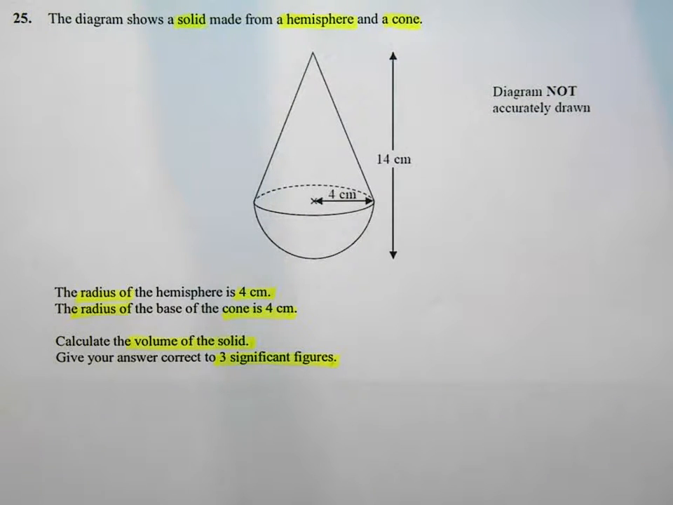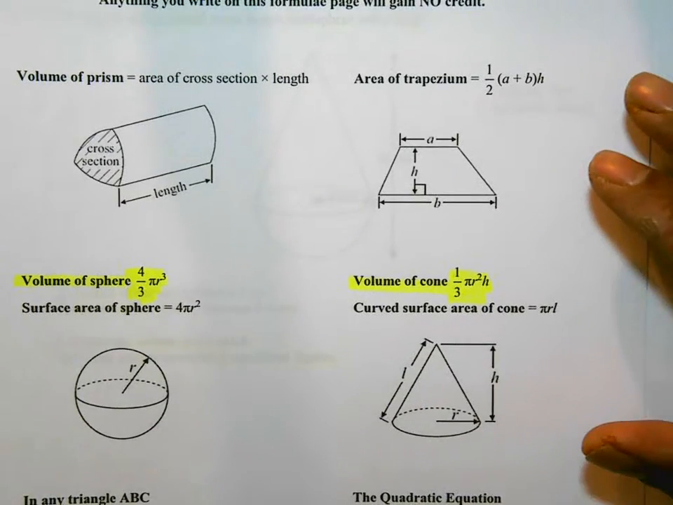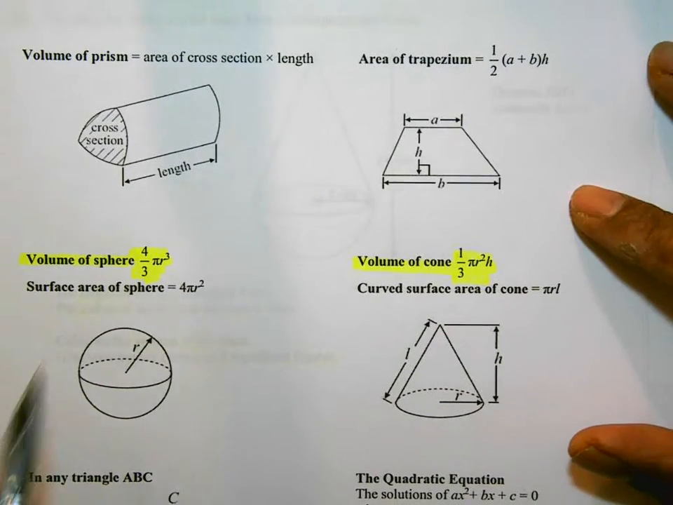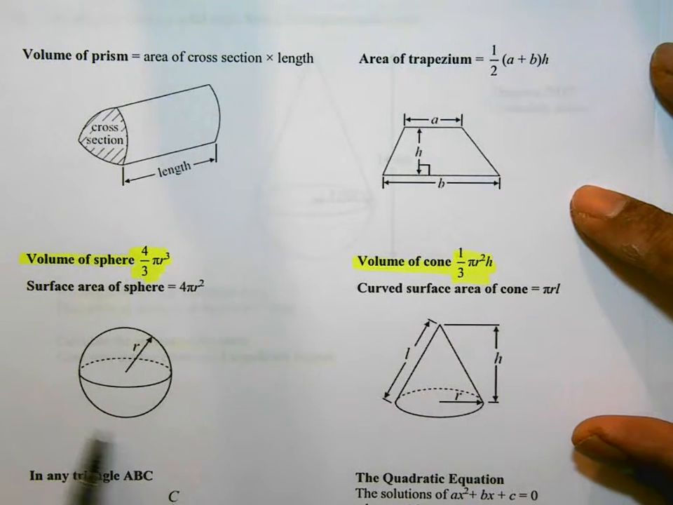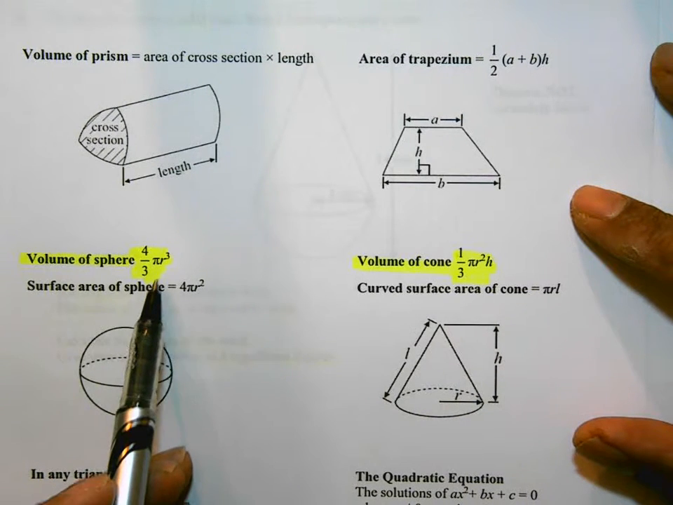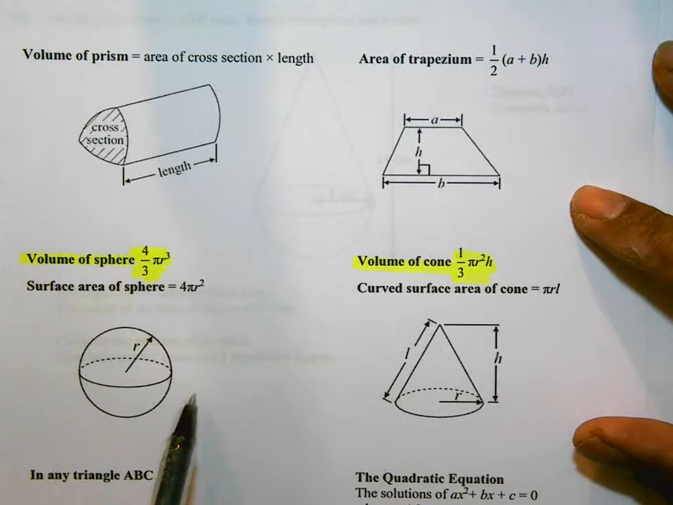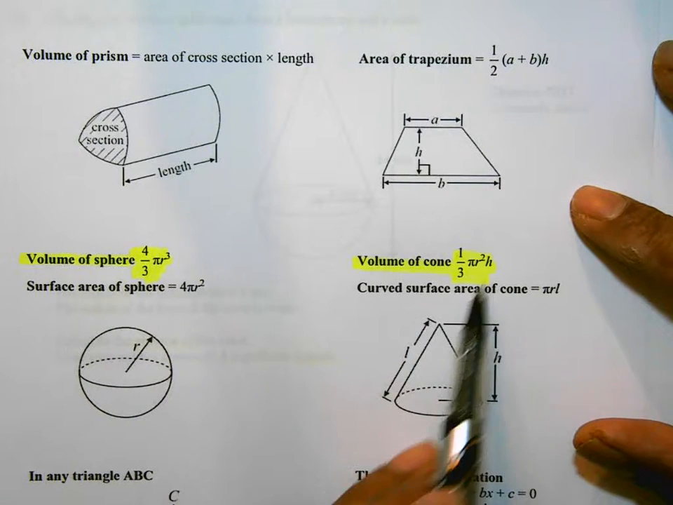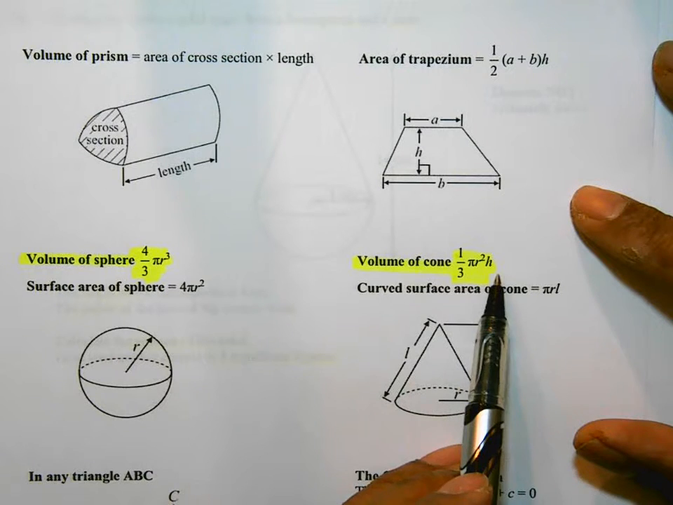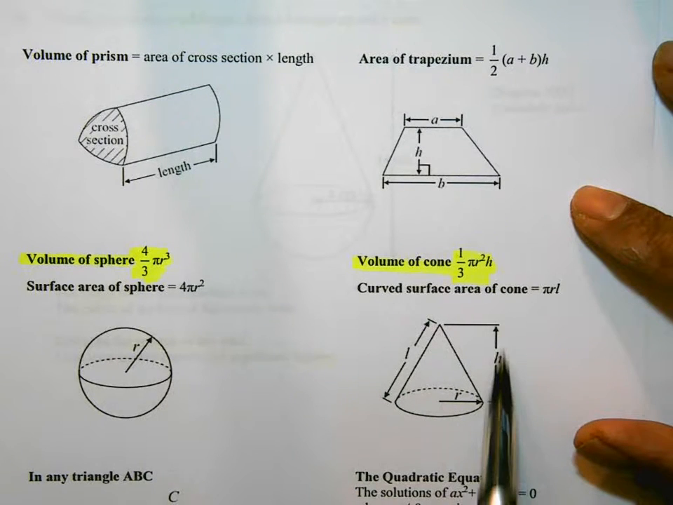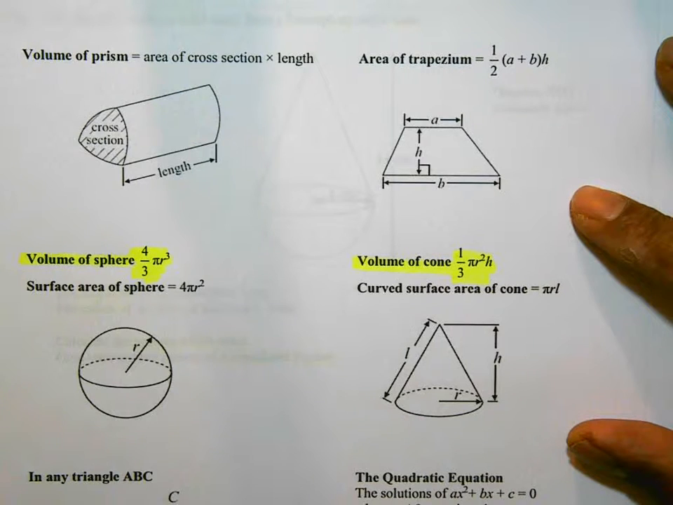Now, this question refers to volume of a sphere or hemisphere and a cone. And if you go to the formula sheet, you should see that you're given this information. The volume of a sphere, this whole sphere, is 4 over 3 pi r cubed. We want the volume of a hemisphere, so we're going to work out the volume of a full sphere and then half it. The volume of a cone is a third pi r squared times height. R is the radius of the base and h is the height of the cone. So we're going to use these two formulas to work out the volume of this shape.